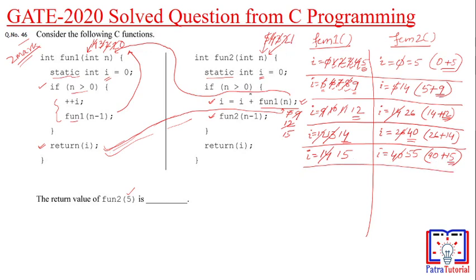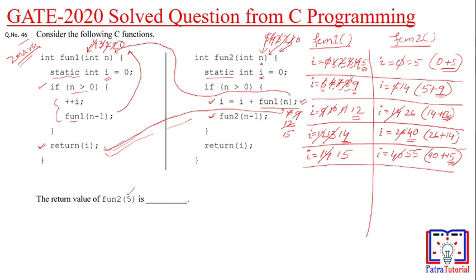Now n equal to 1. Now again it will call function 2 by passing n minus 1 as a parameter, right? So what is n right now? 1, and 1 minus 1 equal to 0. So it will call function 2 by passing 0 as a parameter here. Okay, 0 as a parameter.